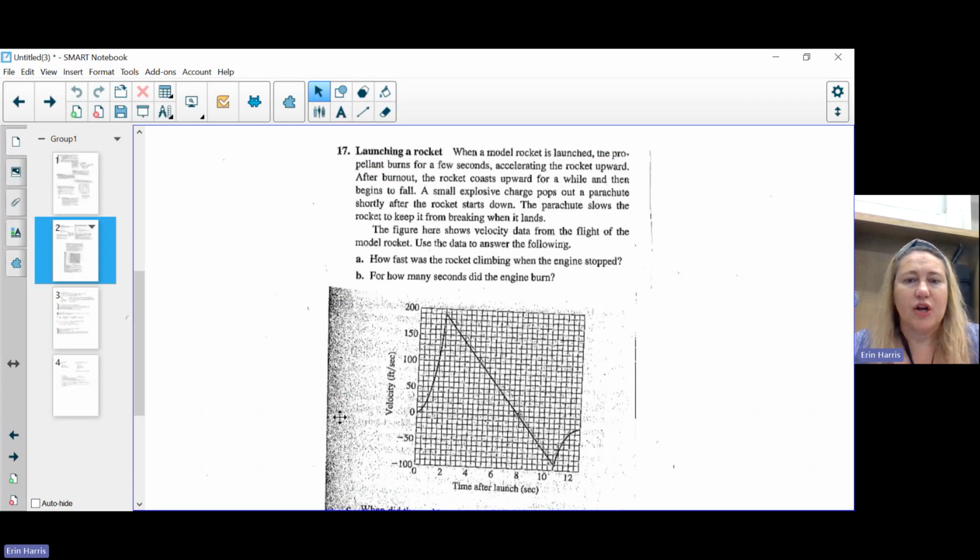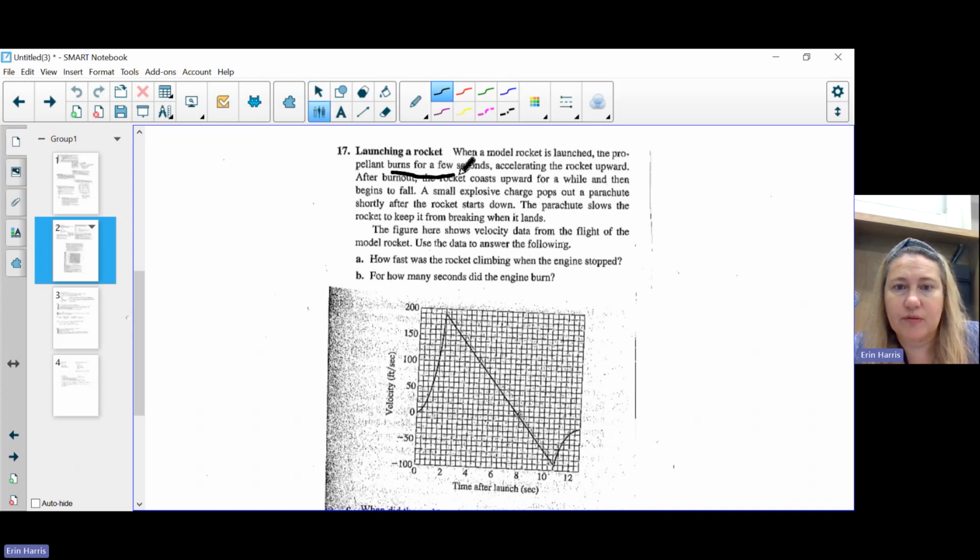the launching of a rocket. Okay, so if you read carefully what's happening in this problem, a rocket model is launched and there's a propellant that burns for a few seconds. Then after that burns out, the rocket coasts and eventually it will start to fall, right? That's a basic principle of physics. What goes up must come down, right? So it will start to fall, but as it's falling, a parachute will open and kind of break the landing.